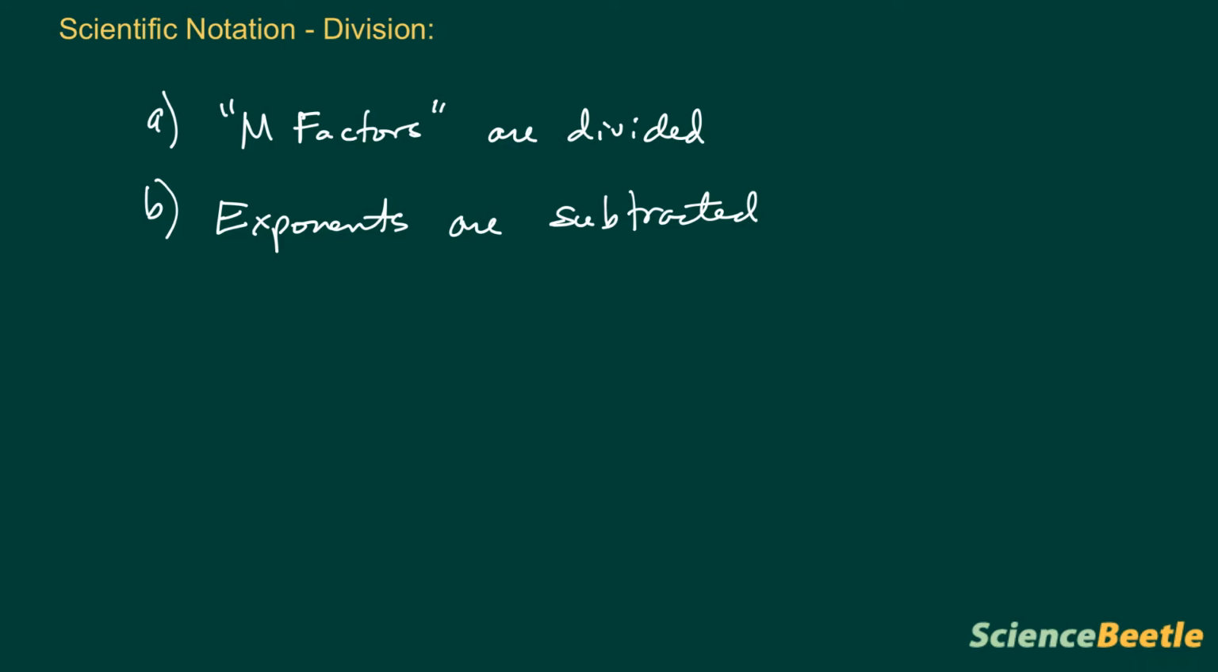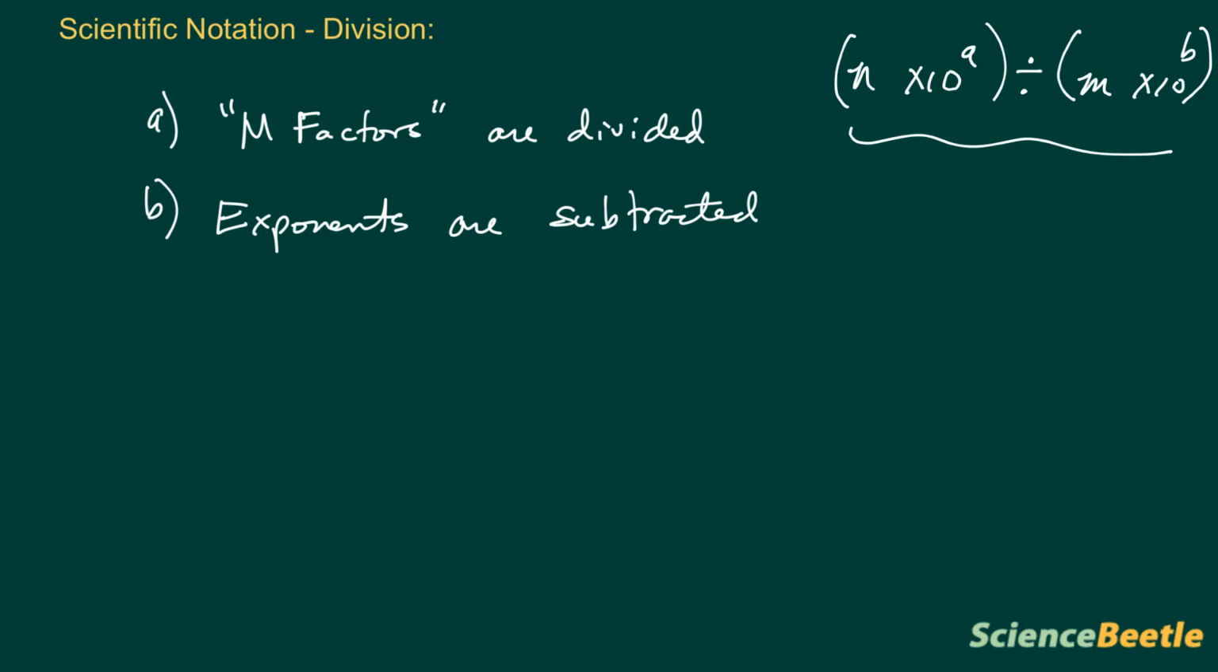Generically, what this means is the following. Let's say we have two numbers. You have some number n, multiplied times 10 to the a power, and you're going to divide this by some number m times 10 to the, say, b power. What's the general formula we're going to use to do this? Normally we would write it this way. Another way you can write it would be underneath as a fraction.